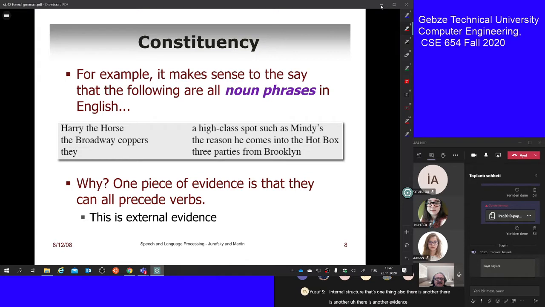evidence that says that these are constituencies, because after each one of these noun phrases, I can put a verb. Okay, for example, Harry the horse races. Okay, the Broadway coppers are very fine. They came. Okay, a high class spot such as Mindy's is expensive. Okay, so I can put a verb after each of these noun phrases.